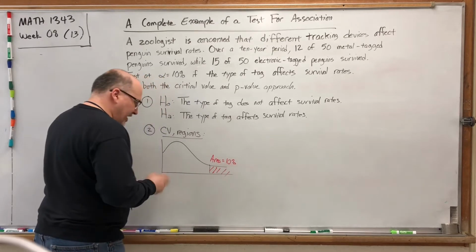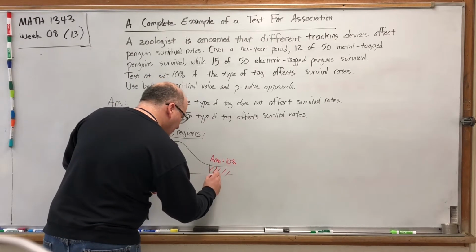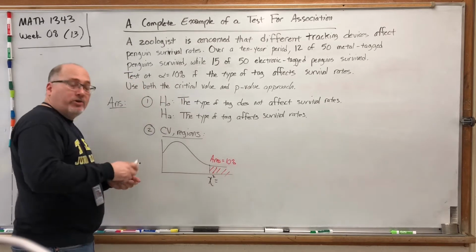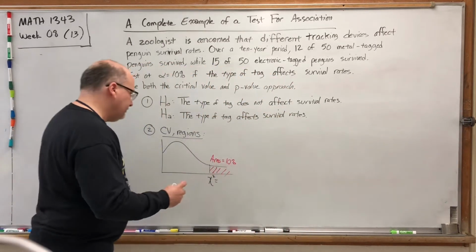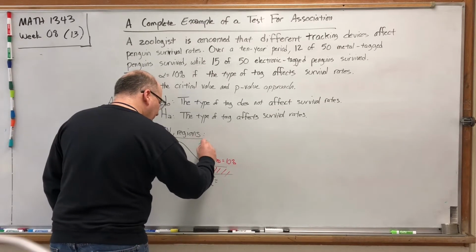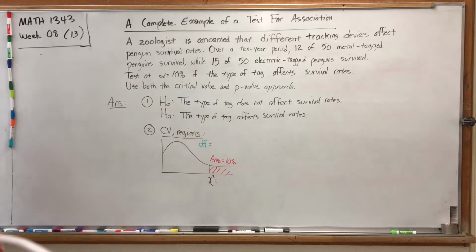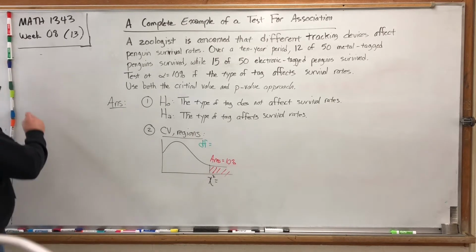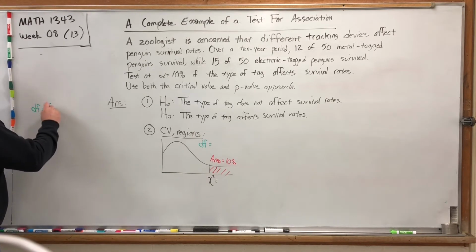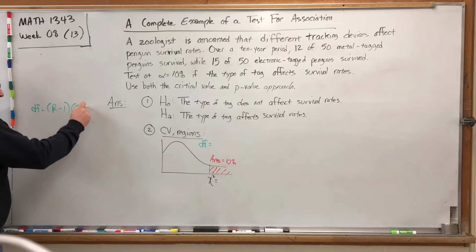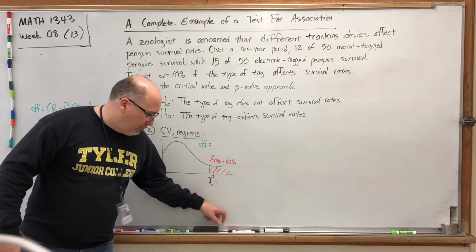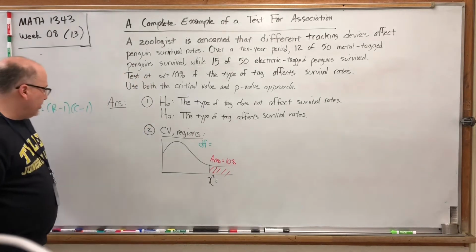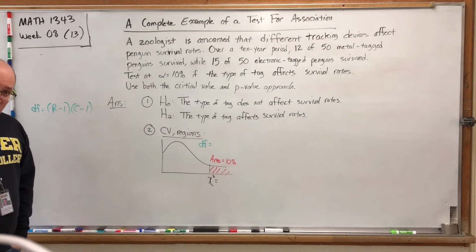We're going to look up our chi-squared in our chi-squared table, but we're missing something important. What are we missing? Degrees of freedom. The formula for degrees of freedom is number of rows minus 1 times number of columns minus 1. One problem, we have no contingency table. So in order to do this, we should probably have a contingency table.